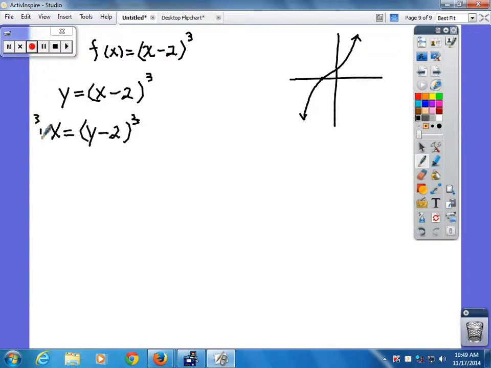Take the cube root of both sides. And that gives you the cube root of x is equal to y minus 2. And now what? Add 2, Hubert. That's right, class.